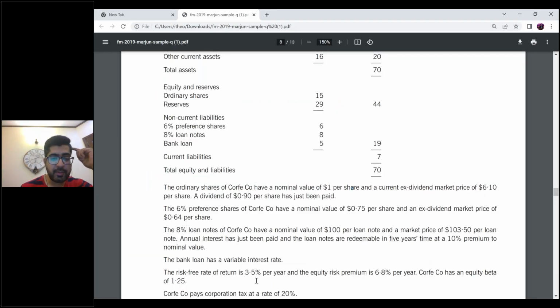In the second last line, you can see risk-free rate is 3.5%. You are not provided with market rate. It's given risk premium 6.8. The whole bracket is given, and equity beta is 1.25. Remember, market rate is not given. Risk premium is given, whole bracket is given. So let's just put them in the formula.